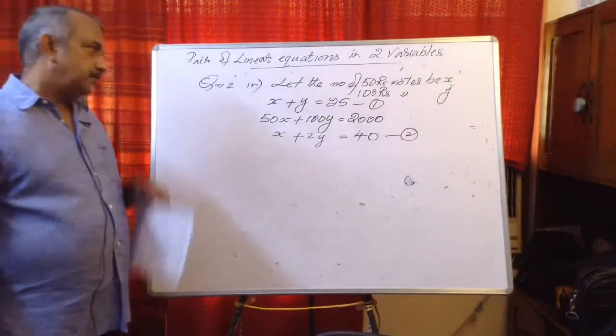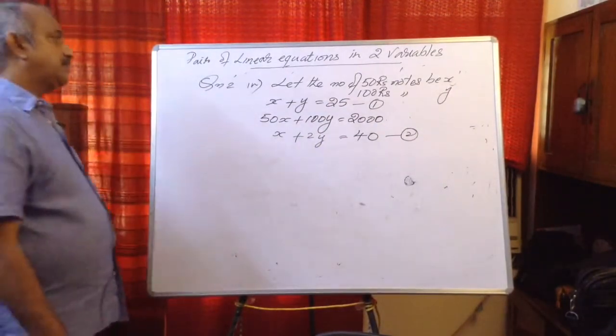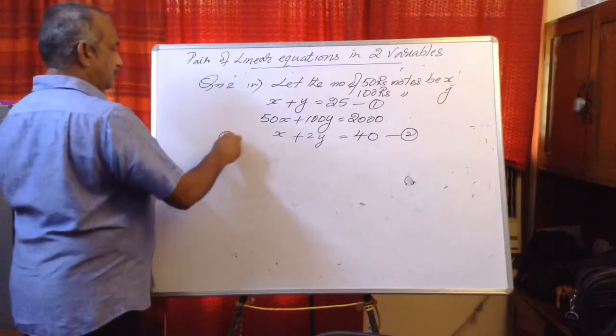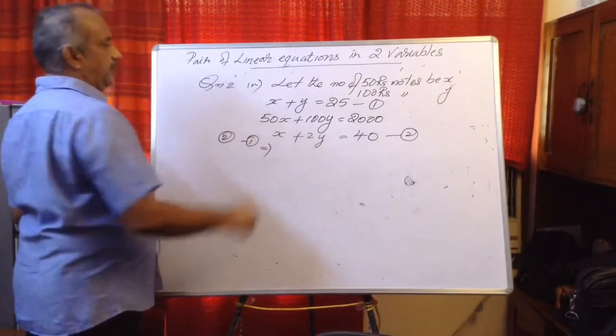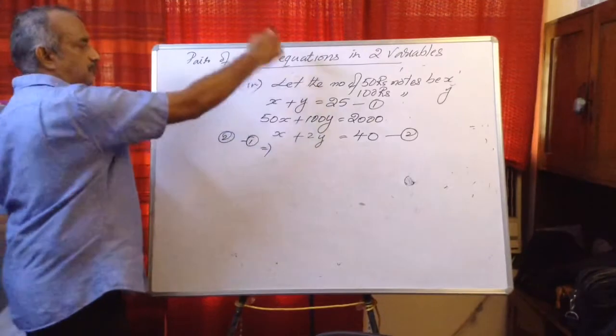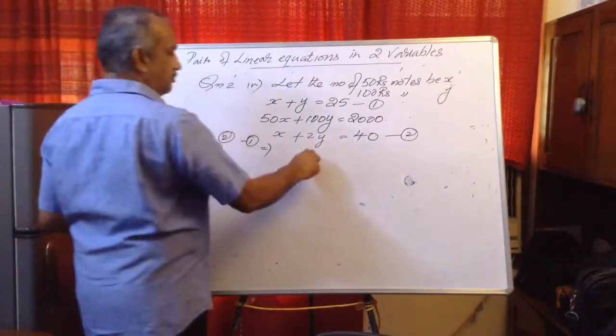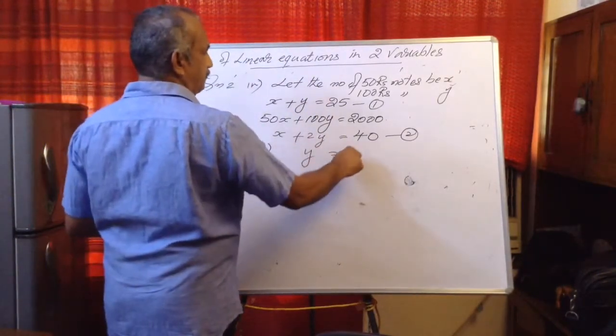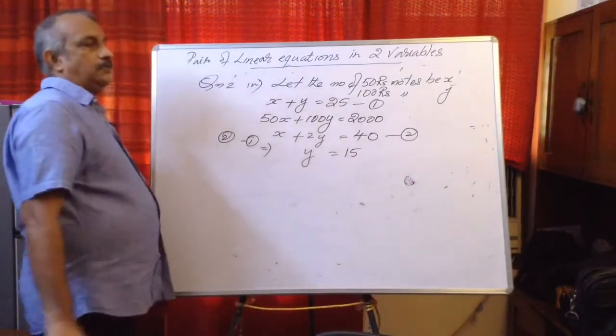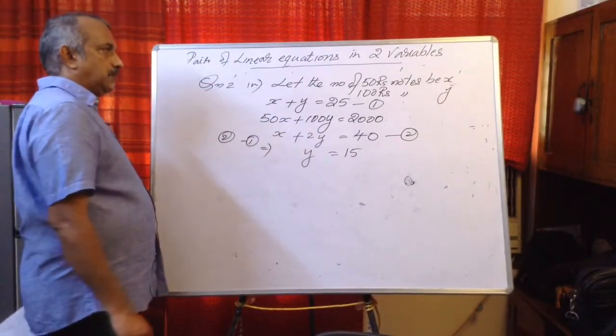Now directly you can solve, because the X coefficient is the same. I am going to subtract: 2 minus 1 gives 1, X minus X gets cancelled, 2Y minus Y, Y is equal to 40 minus 25, 15. So we got the number of 100 rupee notes.